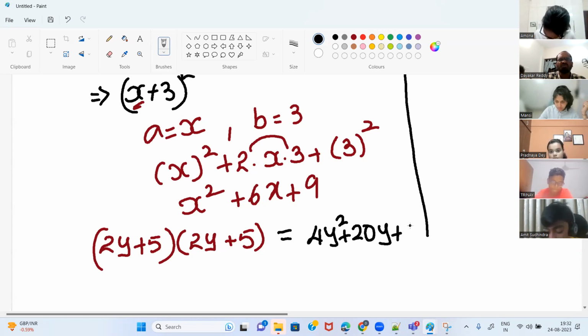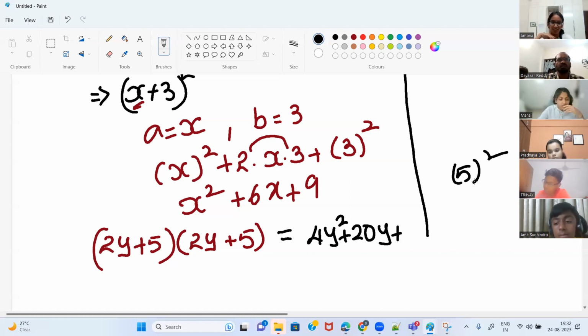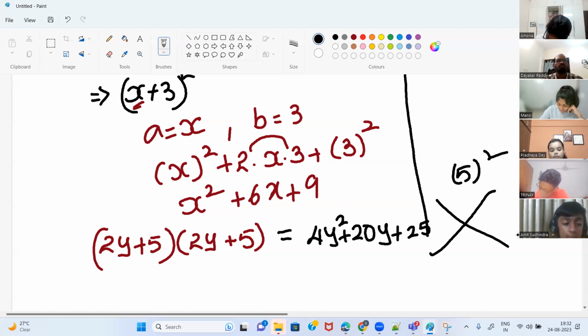25 square? No, sir. It is just 25. 5 square is what? 25. Then how come you got 25 square? See? Then they will put wrong answer only. Obviously, you won't get not even one mark also. Don't do such a kind of silly mistakes.